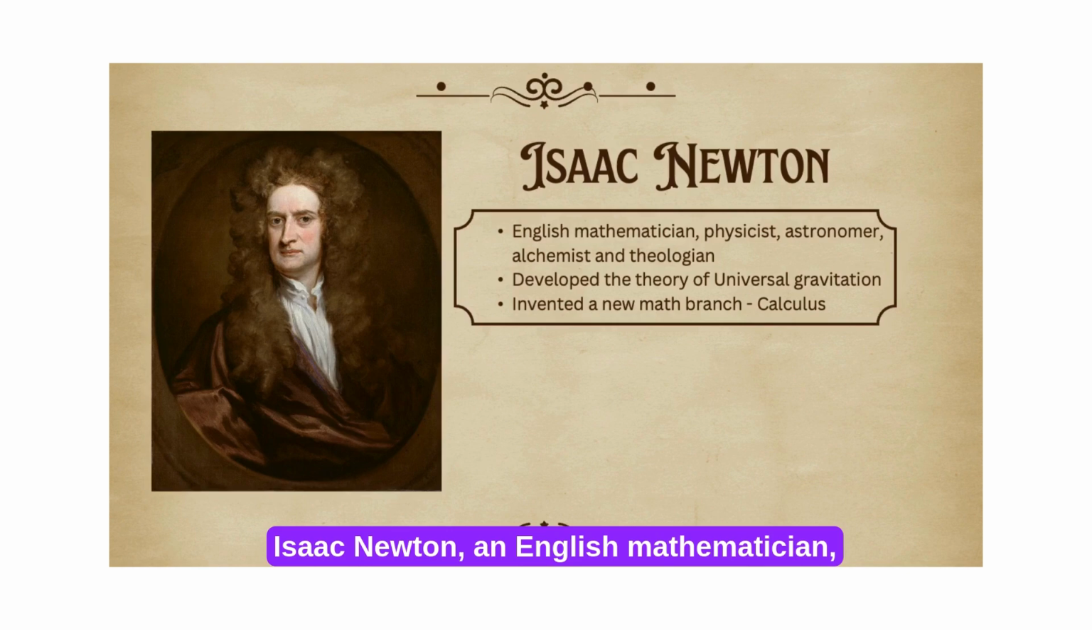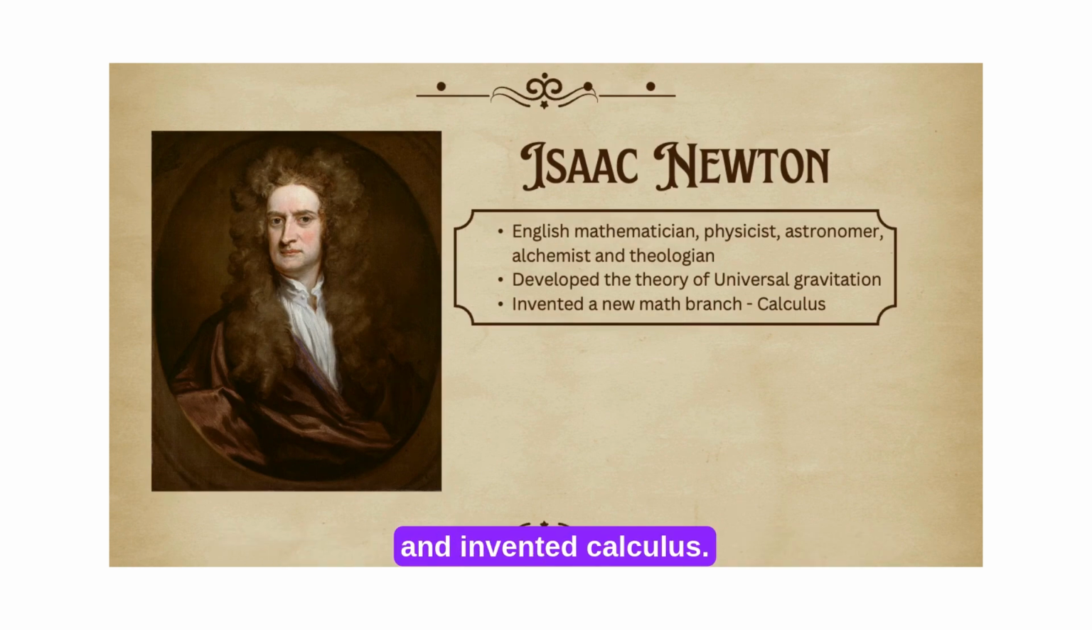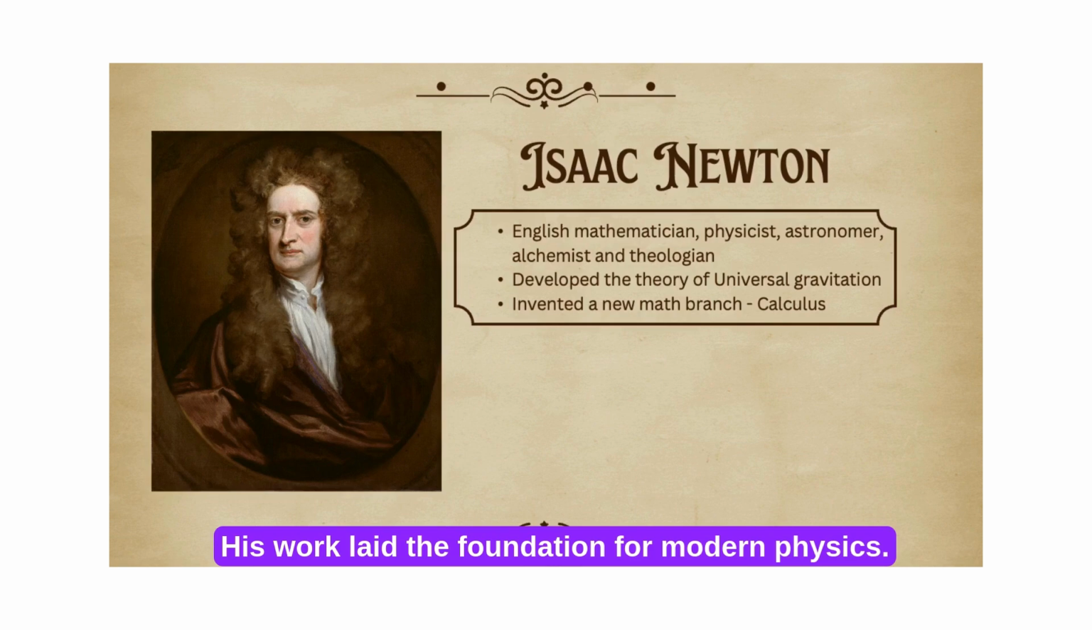Isaac Newton, an English mathematician, physicist, astronomer, alchemist, and theologian, developed the theory of universal gravitation and invented calculus. His work laid the foundation for modern physics.